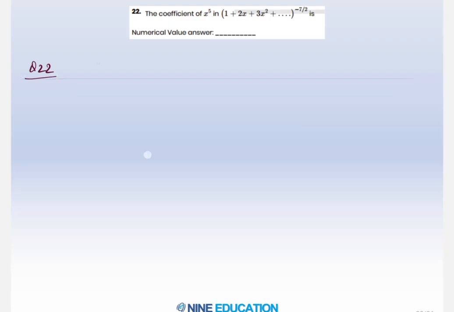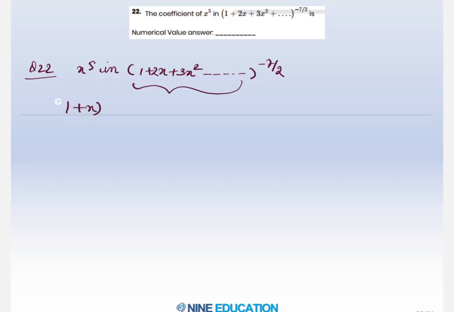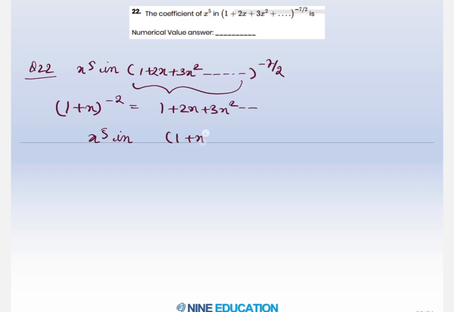Question 22. The coefficient of x⁵ in (1 + 2x + 3x² + so on)^(-7/2). This is a famous expansion. This is the expansion of (1+x)^(-2), which is 1 - 2x + 3x² and so on. So in place of this we can say this is the coefficient of x⁵ in ((1+x)^(-2))^(-7/2). Minus minus cancel, 2 to cancel.